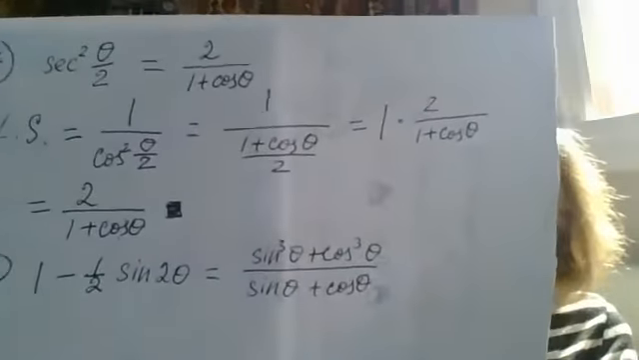1/2 sine 2 theta should be equal to that fraction, sine cubed of theta plus cosine cubed of theta, and downstairs sine theta plus cosine theta. This is that particular problem.